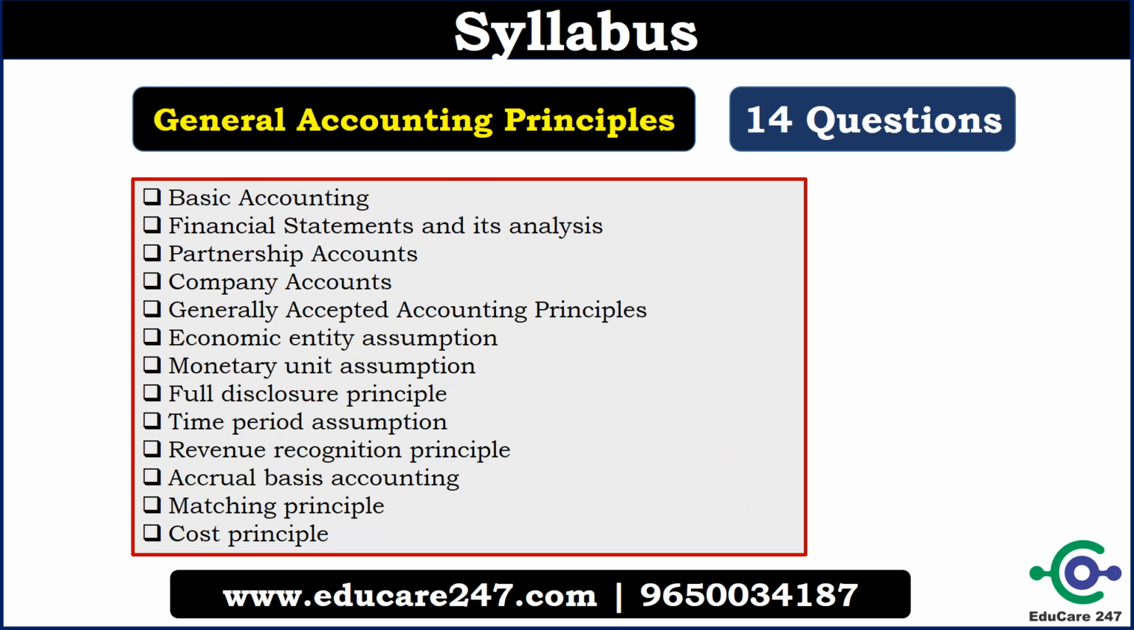The next part of the syllabus is General Accounting Principles. In 2016, a total of 14 questions were asked from this section. Under this, one has to study basic accounting, financial statements and their analysis, partnership accounts, company accounts, and generally accepted accounting principles like economic entity assumption, monetary unit assumption, full disclosure principle, time period assumption, revenue recognition principle, accrual basis accounting, matching principle and cost principle.